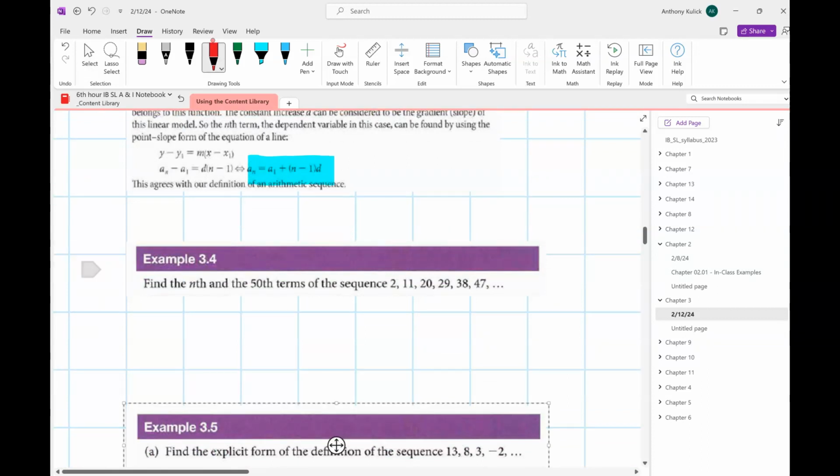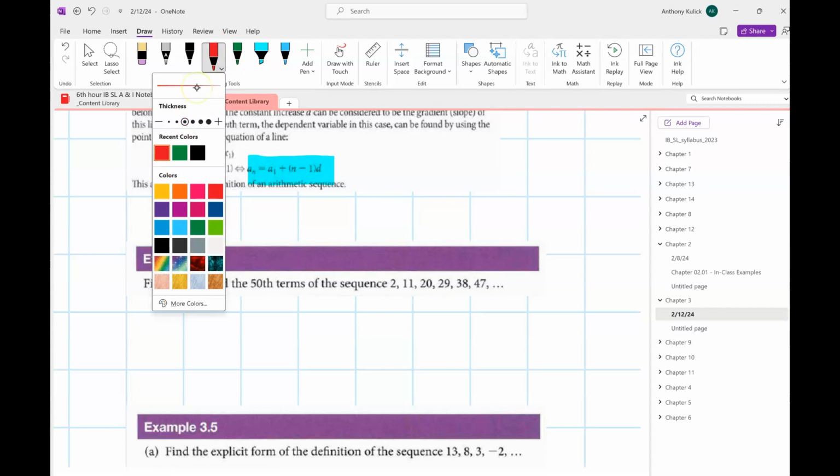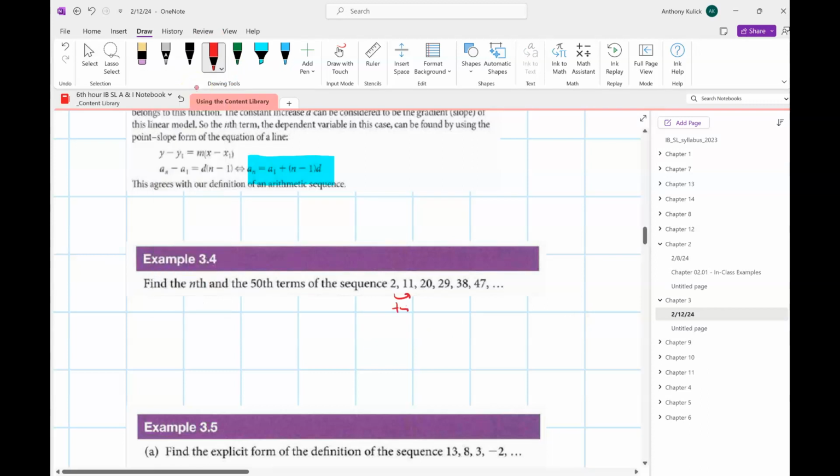So it says find the nth and the 50th term of the sequence. When I see this, I'm going to think about, hey, I have the point 1, 2, and I have the point 2, 11. First thing I'm going to do is check that it's arithmetic, though. That's a good idea. So to do that, I'm just going to check that everything is going up by a constant rate. Everything goes up by 9, right? That's my d, or if you want to think about it as a slope, that's your slope.